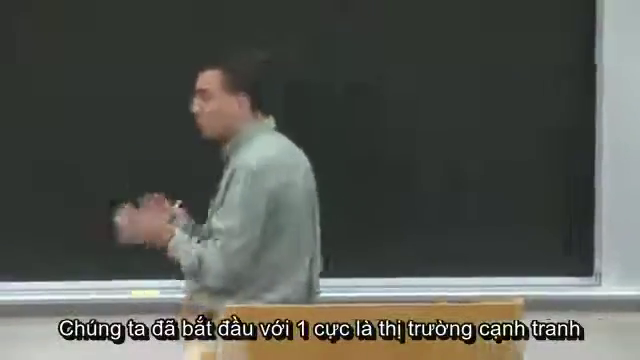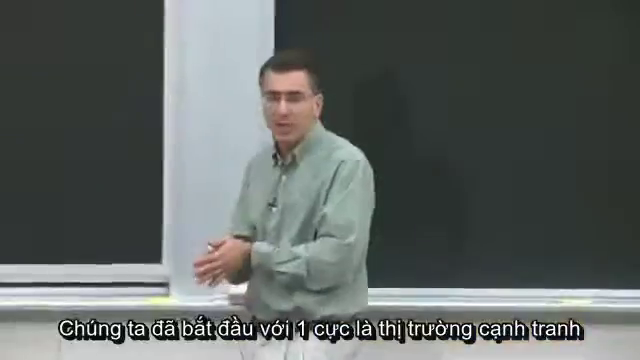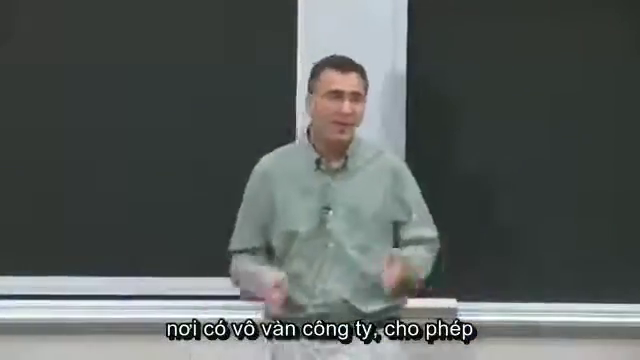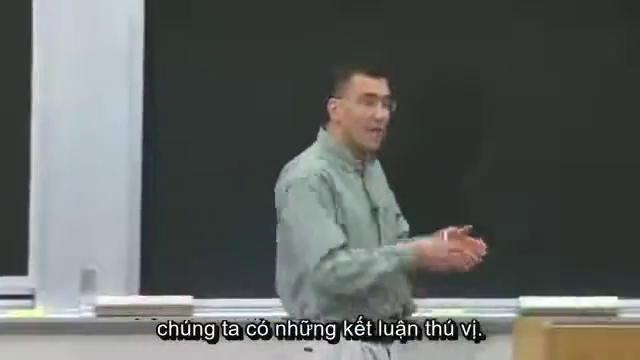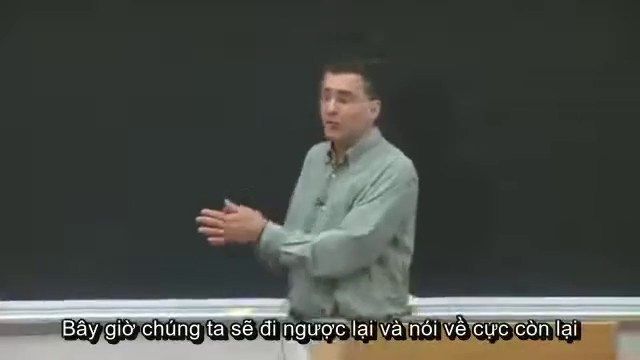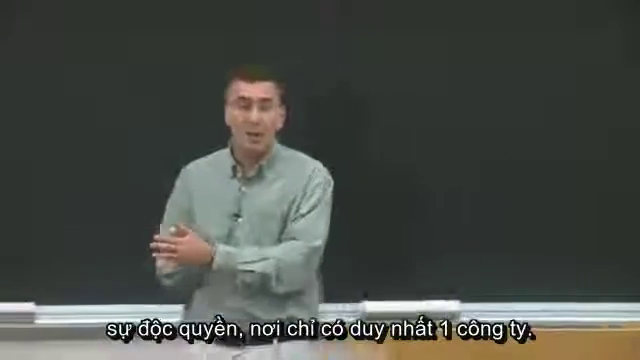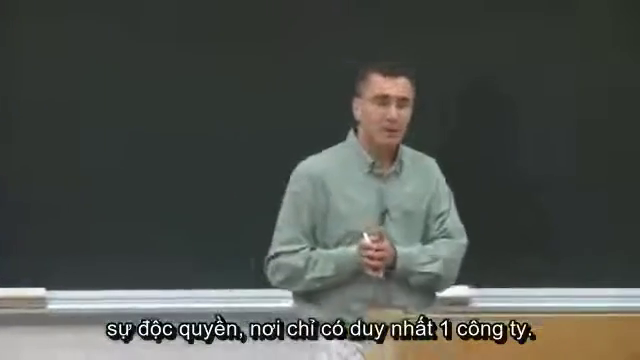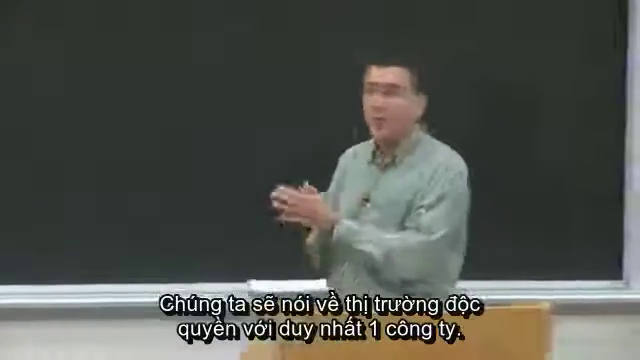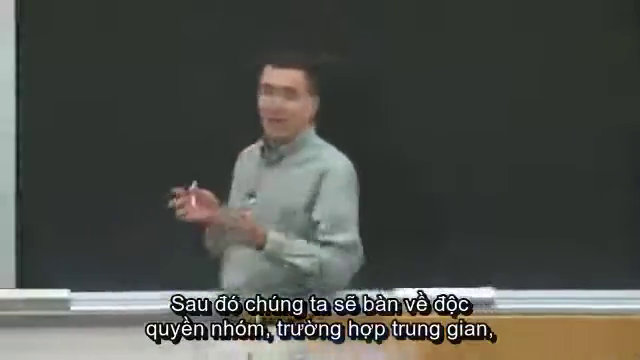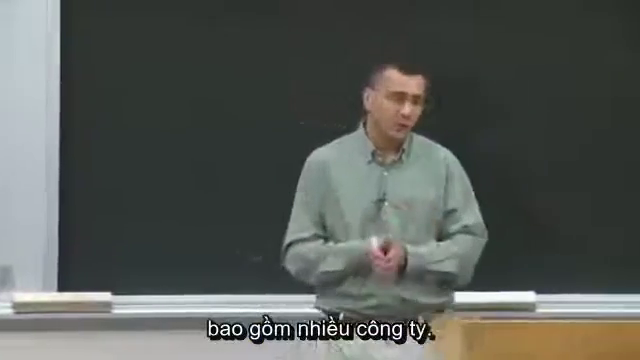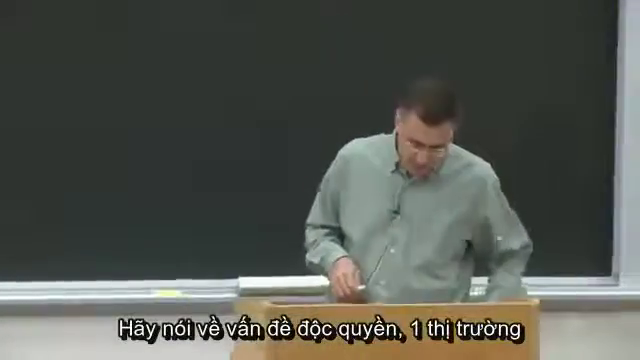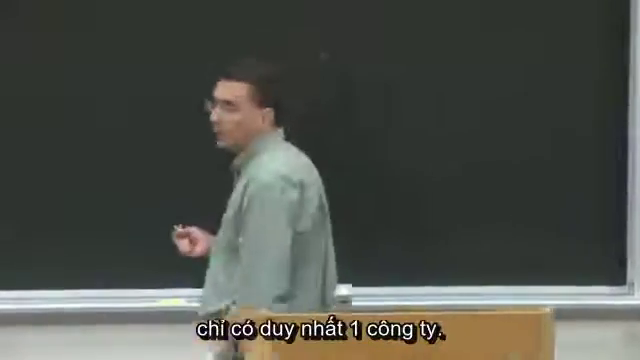We started with the model with one extreme, which is a competitive market where there's an infinite number of firms. That allows us to draw some interesting conclusions. Now we're going to reverse field and talk about the other extreme, monopoly. Well, there's only one firm. Okay, we'll talk about monopoly market, there's only one firm. Then we'll talk about oligopoly, that middle case, where there's multiple firms. Okay, so let's talk about monopoly, a market where there's only one firm.